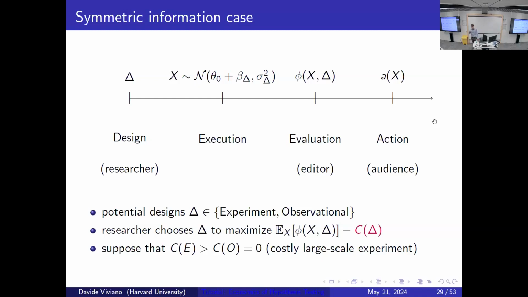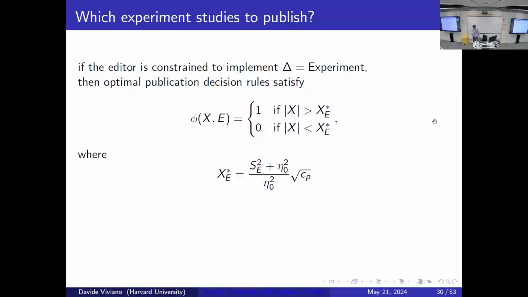Now let's consider for simplicity a setting where there is no bias. The difference between the experiment and the observational study is that the experiment is just going to be more costly. Okay, so what's the optimal decision rule? If we just have to implement an experiment, with no observational study, the optimal decision rule is going to be the same as in Frankel implicit. I'm going to choose a threshold which depends on the cost of publication, the prior variance and the variance of my history.